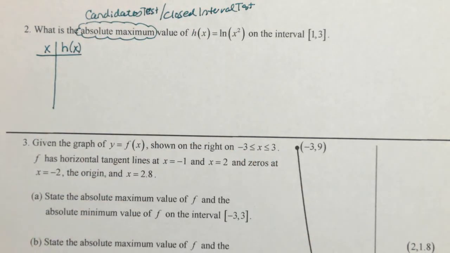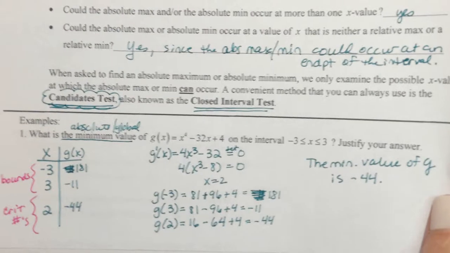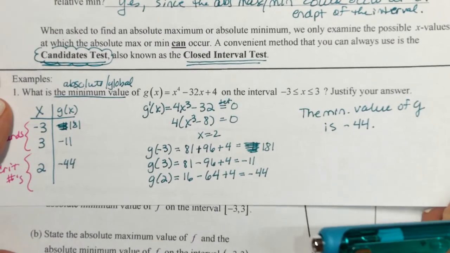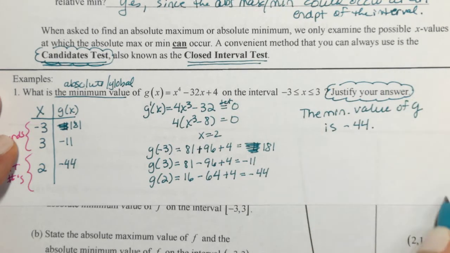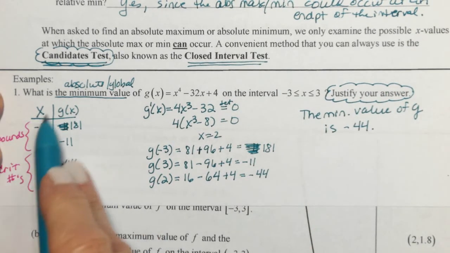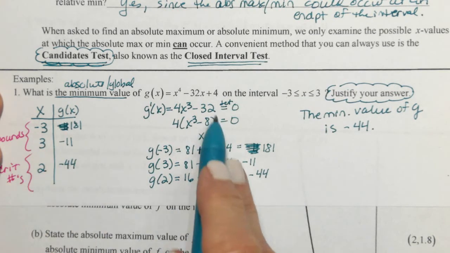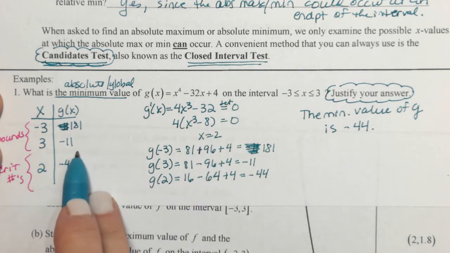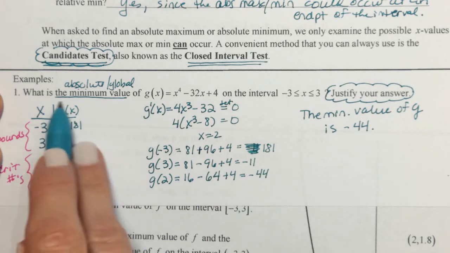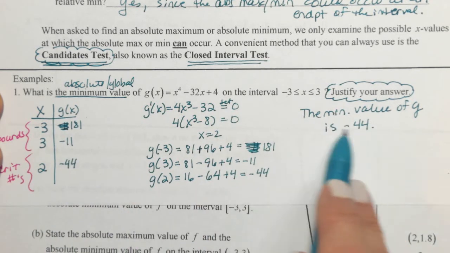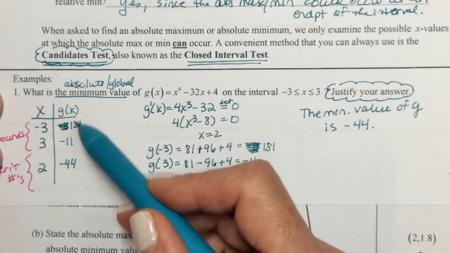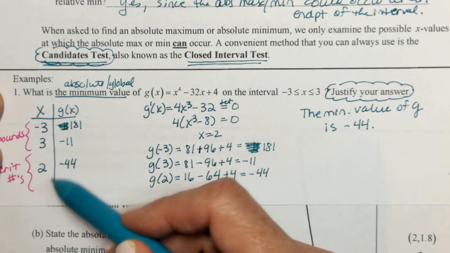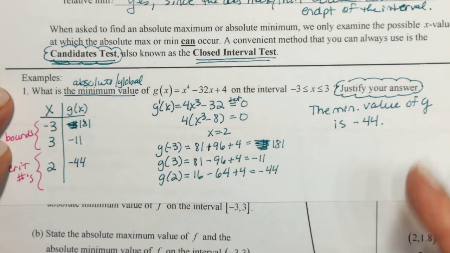By the way, I didn't say this on this problem, I got distracted. It says to justify your answer here. Our justification is this completed chart, with the work shown to get these values. That is our justification. This is a widely recognized justification for an absolute min or max. You must show the work that was used to get these values.